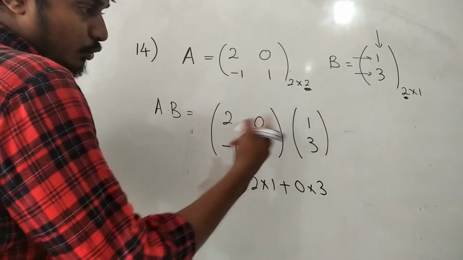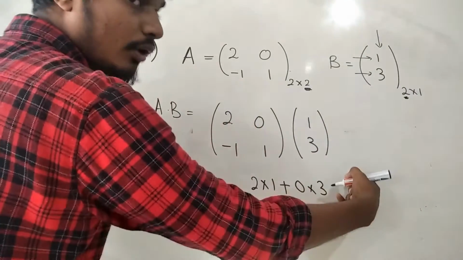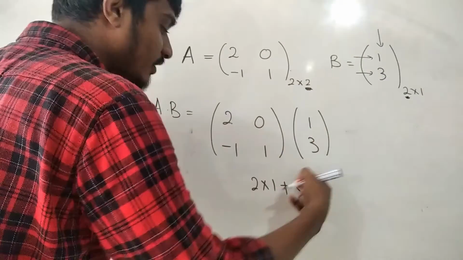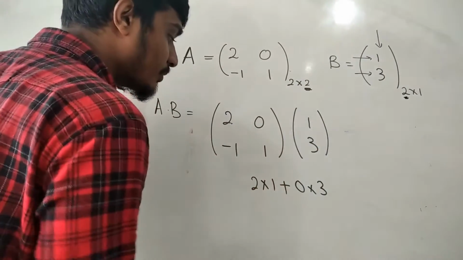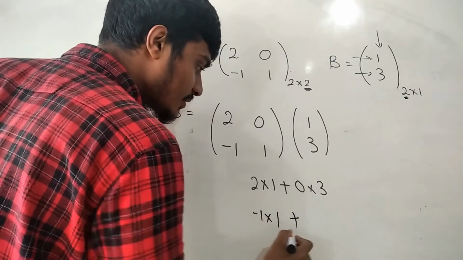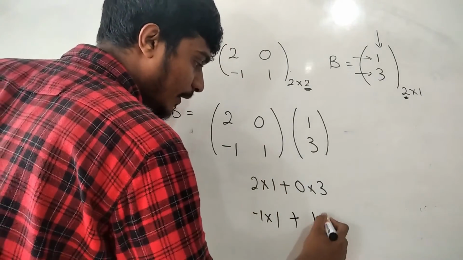Then guys, you look at the first row, and do you have a second column? You don't have it. So you move on to the second row. Second row should be multiplied with the first column. So second row into first column is going to be minus 1 into 1 plus 1 into 3.